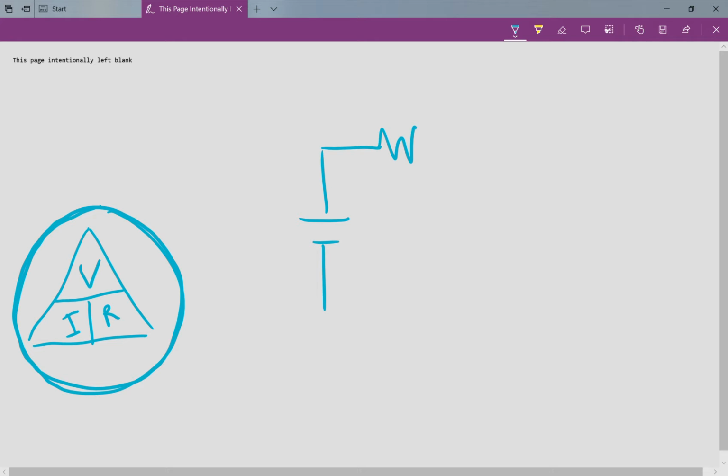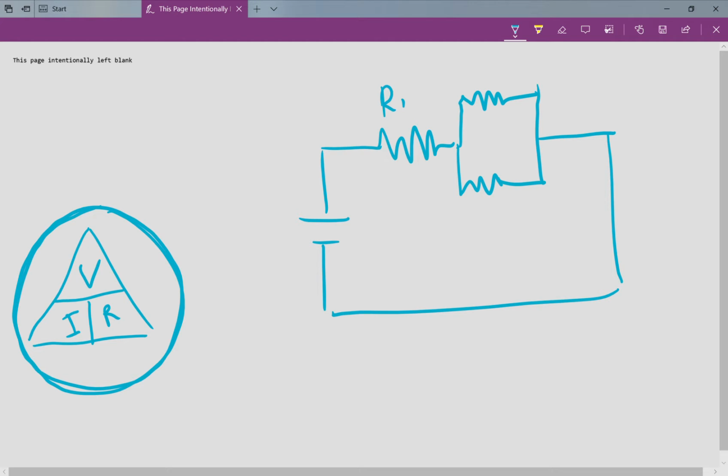So if you've got, this time, your resistor R1, and then you branch off into a parallel situation, and then come back into series. In this situation, the current is going to be the same if you look at it from the point of view of turning that parallel branch into a single resistor.